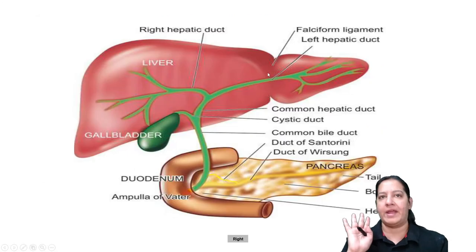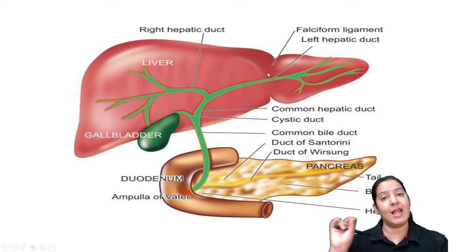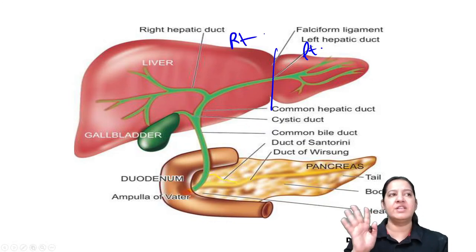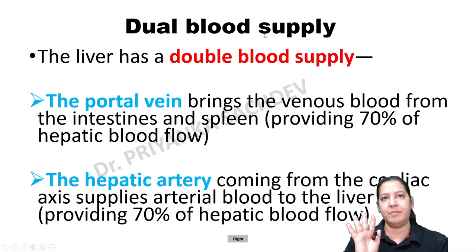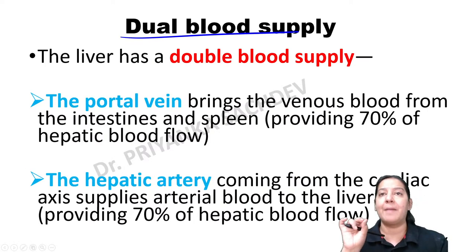I will explain you why. Can you see this is the liver? This is the liver of a patient who is drinking alcohol chronically. Liver has two lobes. The left lobe is smaller, the right lobe is larger. The two lobes are connected with each other via a ligament, the falciform ligament. Now the liver has dual blood supply. If you want to understand portal hypertension, you have to understand the dual blood supply of the liver. Give me a thumbs up. What is dual blood supply?